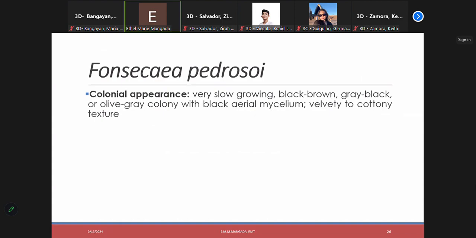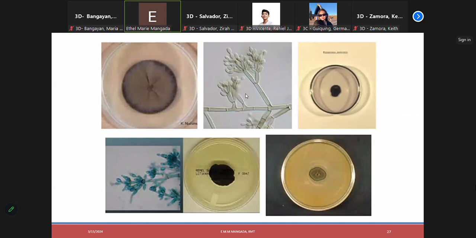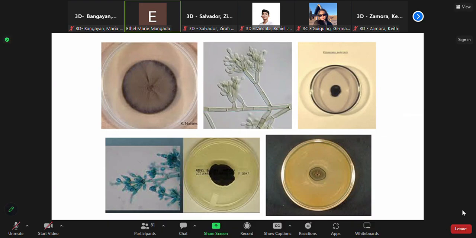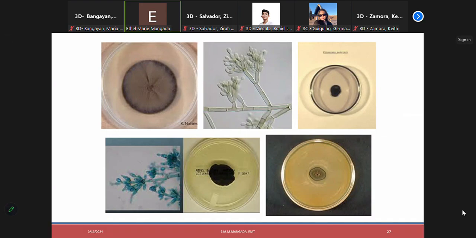Mapapansin nyo sa mga dematiaceous fungi, halos pare-pareho sila ng description po. Okay? Dark yung kulay po nila, because of that pigmentation. So, next. Here's an itsura of your Fonsecaea pedrosoi. Ganito din kasi itsura guys ng conidia nung ating tao dito. Ganito din kasi yung itsura nung Rhinocladiella natin.